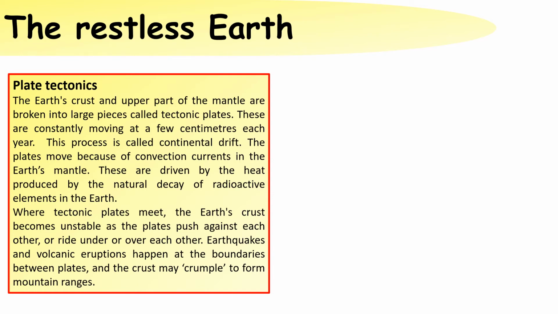Where tectonic plates meet, the Earth's crust becomes unstable as the plates push against each other or ride underneath each other. Earthquakes and volcanic eruptions happen at these boundaries, and the crust may crumple to form mountain ranges.